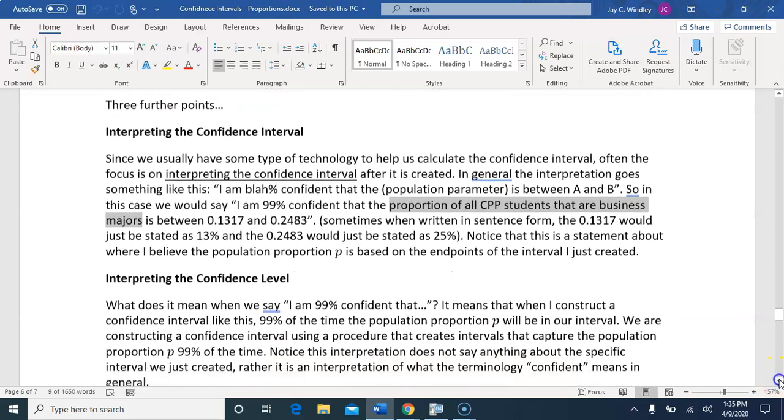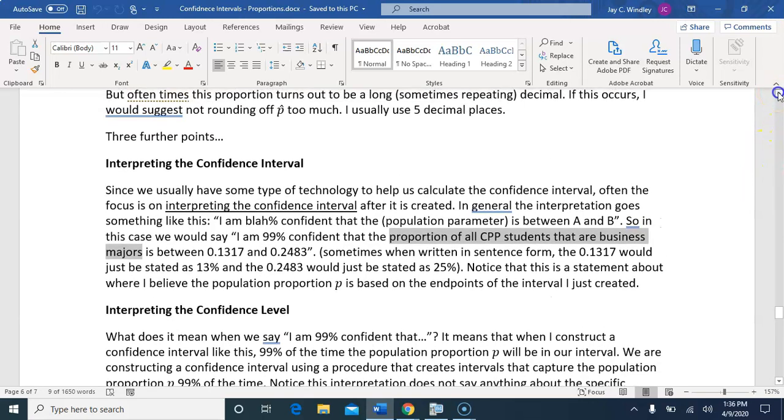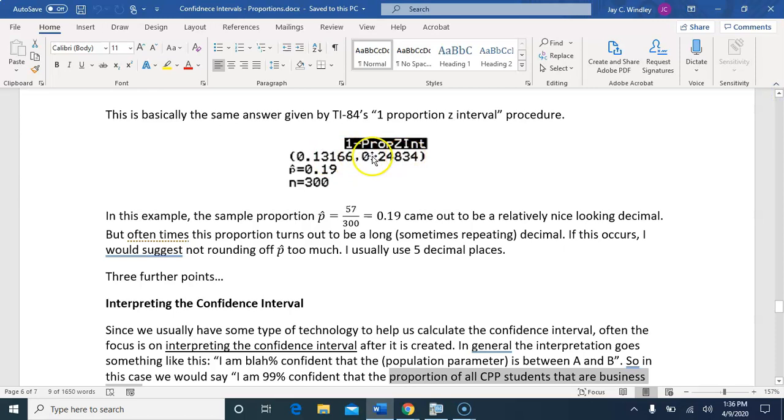Okay, additional point number 2. Sometimes you are asked to interpret the confidence level, and as you can imagine, interpreting the confidence level often gets confused with interpreting the confidence interval. Interpreting the confidence level is really trying to get a handle on what it means when you say you're 99% confident. When you say you're 99% confident, that means that 99% of the time, this confidence interval I created will contain the actual population P.